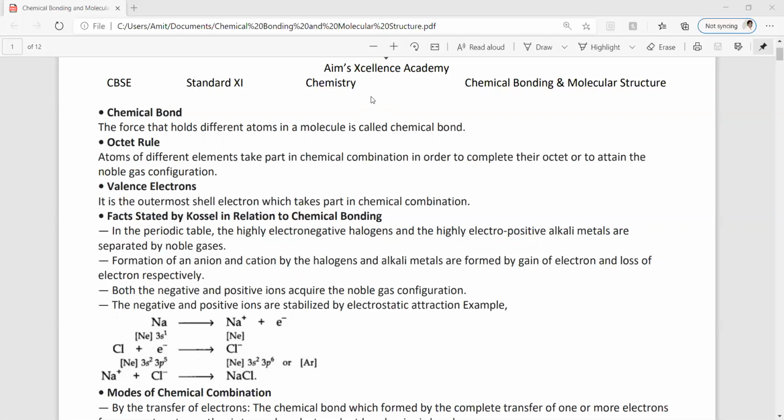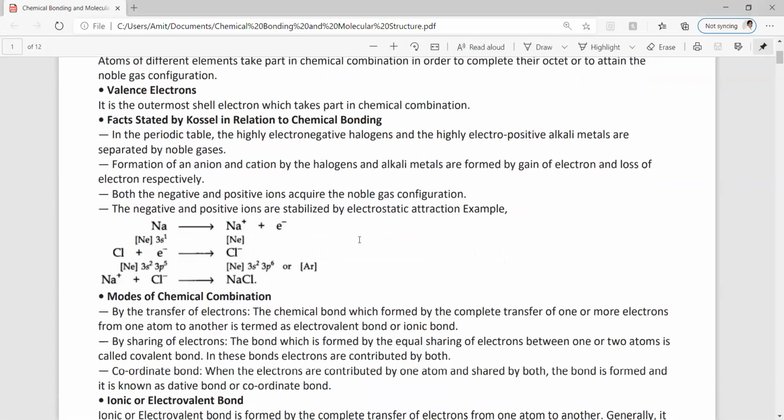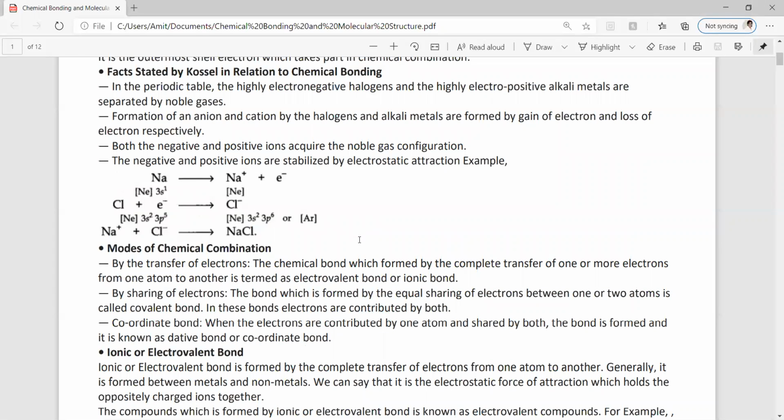There are some facts that have been stated by Kossel in relation to chemical bonding. Let's go through these facts one by one. In the periodic table, the highly electronegative halogens and the highly electropositive alkali metals are separated by noble gases. Formation of an anion and cation by the halogens and alkali metals occurs by gain of electrons and loss of electrons respectively.